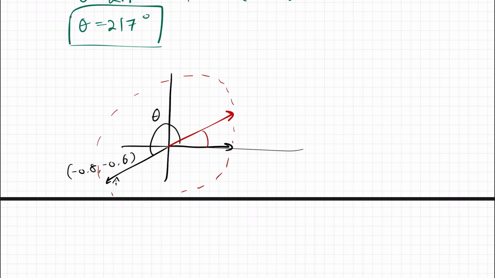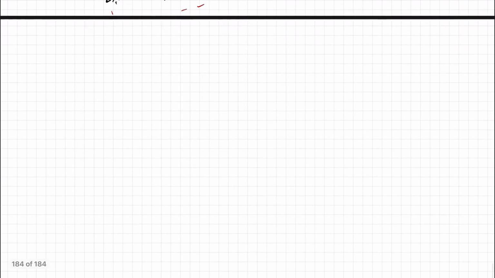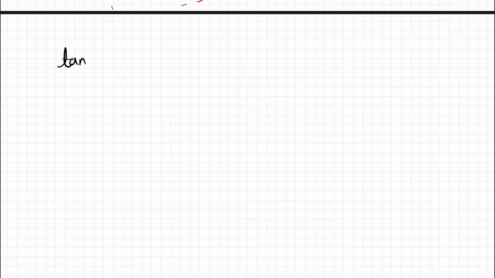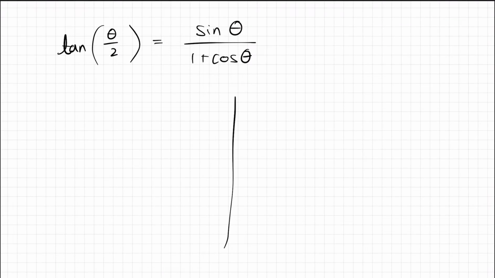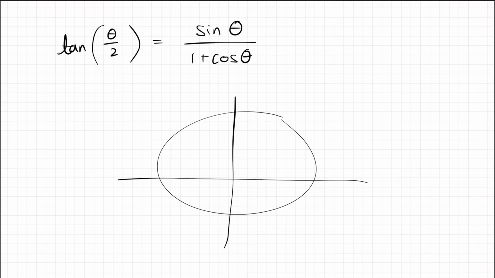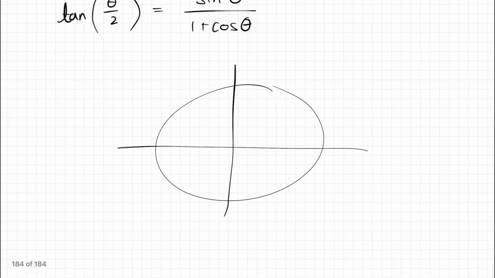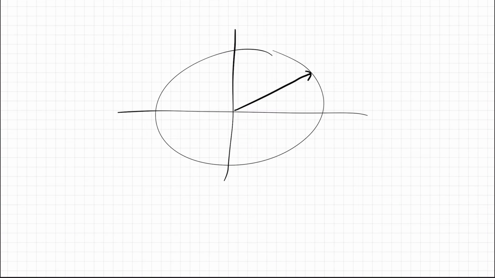So instead, what we need to do is make use of an identity. And this identity specifically is going to be tan of theta over 2 is equal to sine of theta over 1 plus cos of theta. And let's have a look on a unit circle to see how we can actually prove this identity. So this is the unit circle of radius 1. Let's just pick a random point. And we know that this length is going to be sine of theta, and this length is going to be cos of theta.